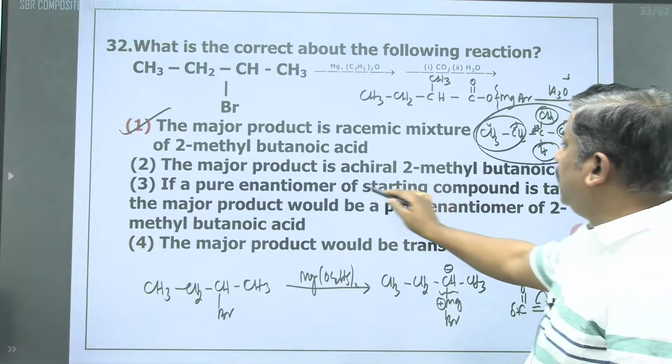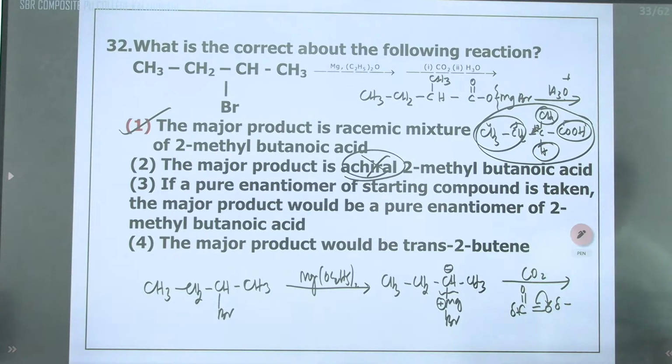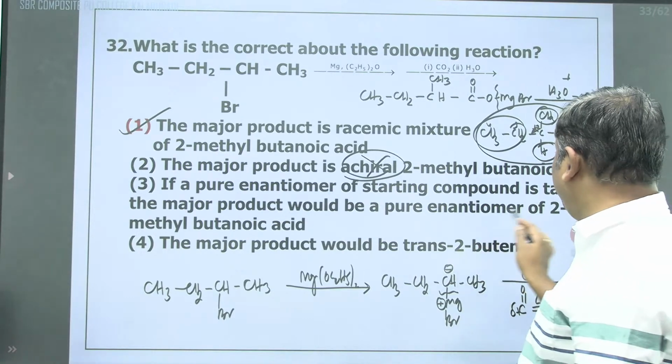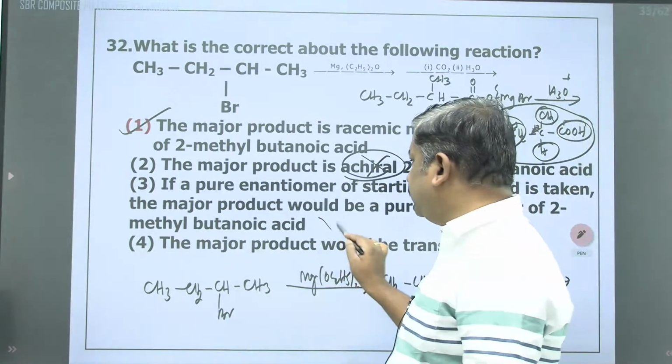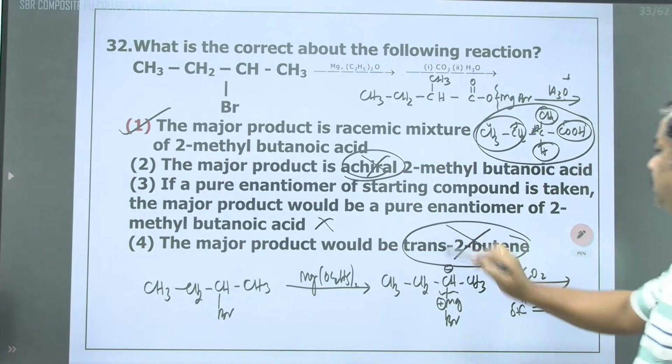The major product is achiral. This is not the question of achiral. If a pure enantiomer starting compound is taken, the major product would be a pure enantiomer of 2-methyl butanoic acid. This is also incorrect. The major product will be trans-butene. The question of this one does not arise.